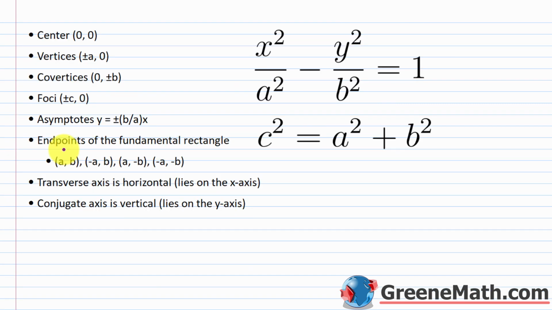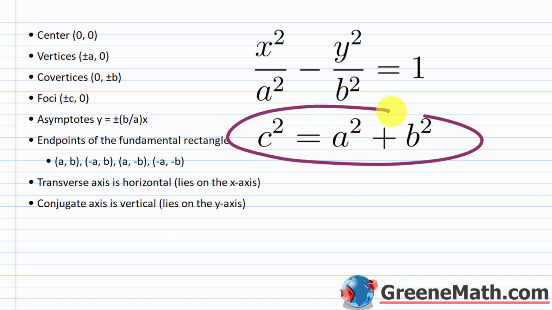So just a quick recap. For this form right here, we have a center of 0, 0, the vertices plus or minus a, 0, the co-vertices 0, plus or minus b, the foci plus or minus c, 0, the asymptotes y equals plus or minus b over a times x, the endpoints of the fundamental rectangle, again, a, b, negative a, b, a, negative b, negative a, negative b. The transverse axis is horizontal, meaning in this particular case, it lies on the x-axis. The conjugate axis is vertical. In this particular case, it lies on the y-axis.